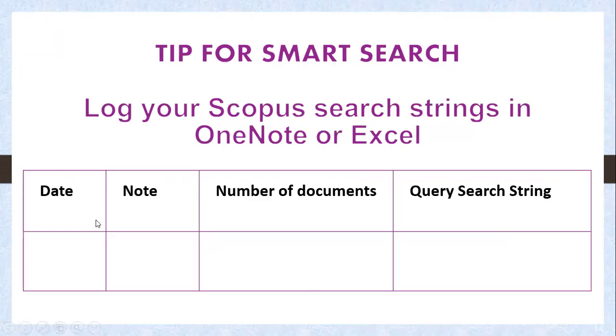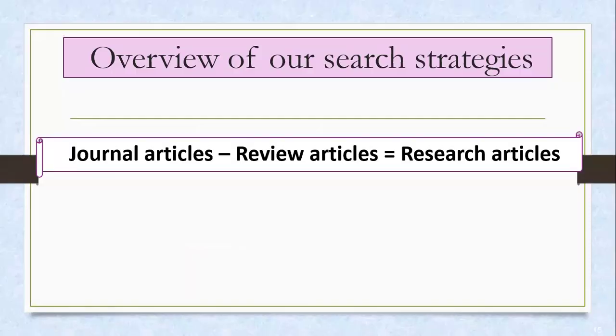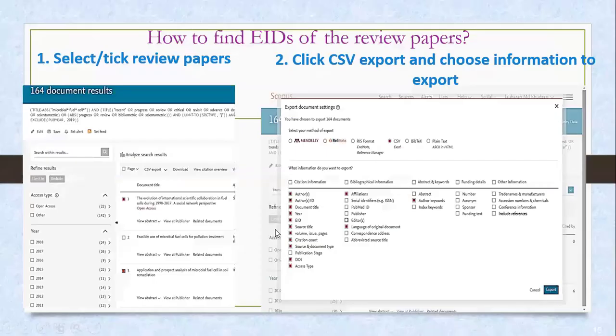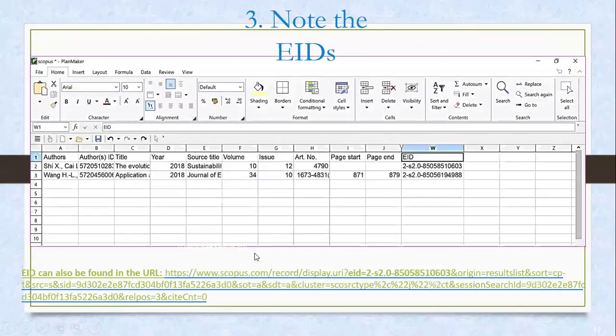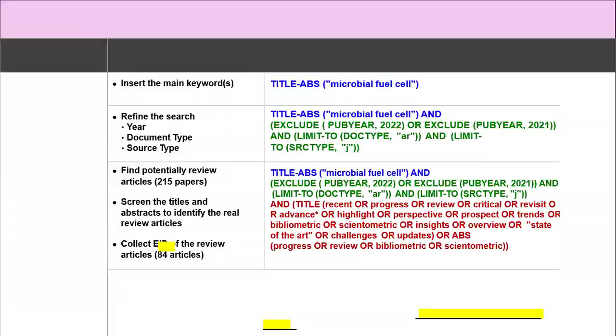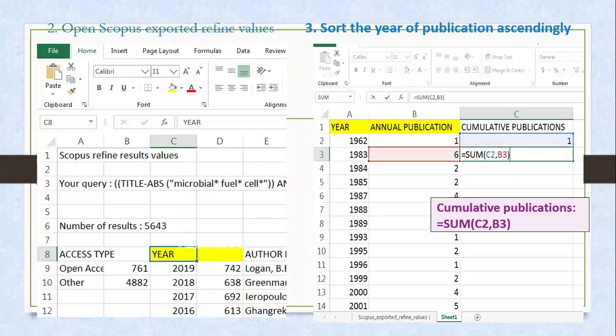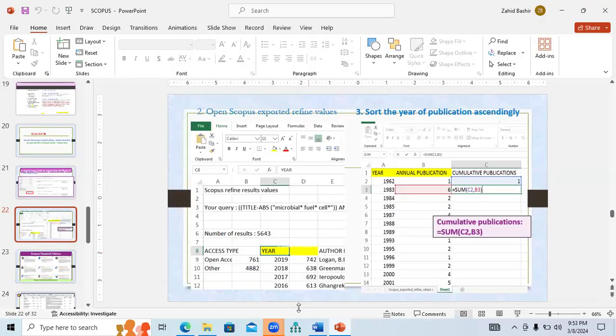Then you need to know the date, the node, the number of documents, the search query strings, etc. A table is basically required to create this. Then you need to find journal articles minus review articles. It means the research articles actually produced by your respective journal. These are some of the Scopus outputs that we can see right now, and I will show you some of these things right now. So let's start from Scopus.